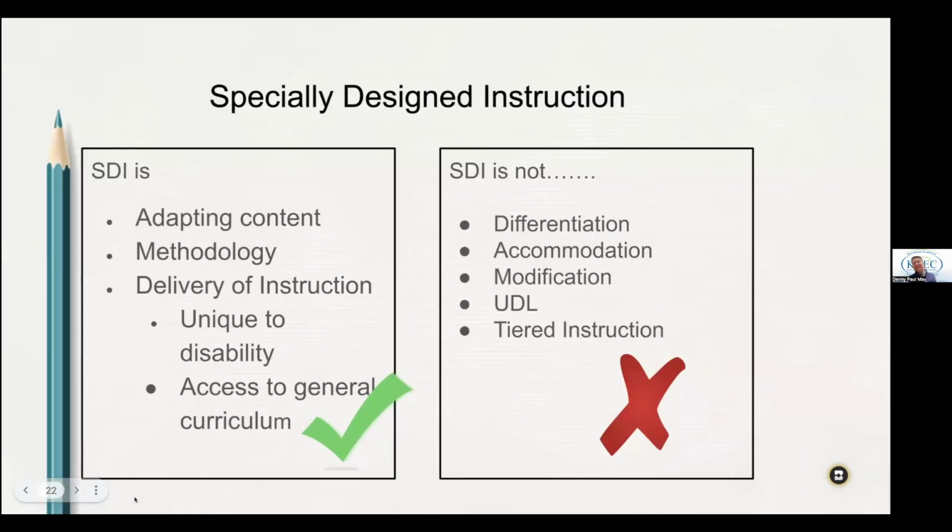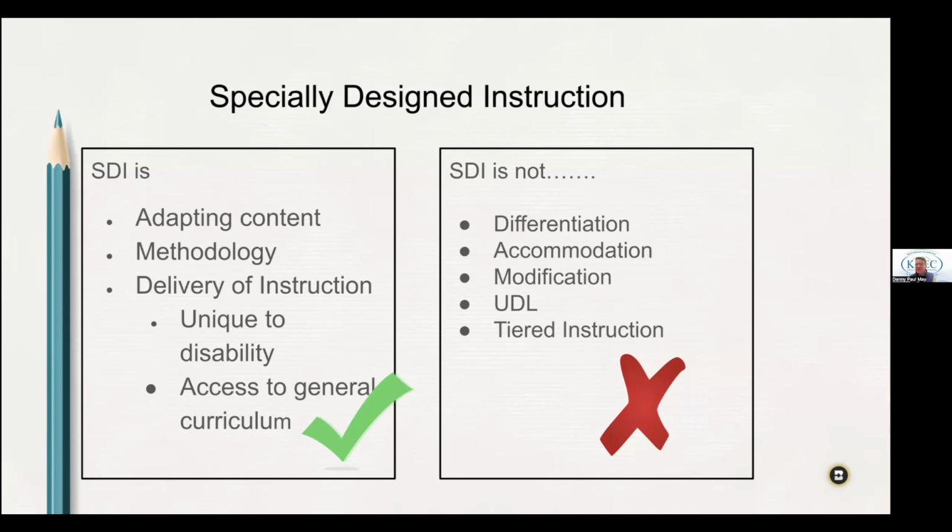So when we look at SDI, on the left here, we've got what it is and then what it's not. SDI is adapting content, methodology, and delivery of instruction. It's unique to the disability, and it's supposed to provide access to the general curriculum and allow you to meet the standards. So all the things that we do special for our students are supposed to allow them to meet the standards.